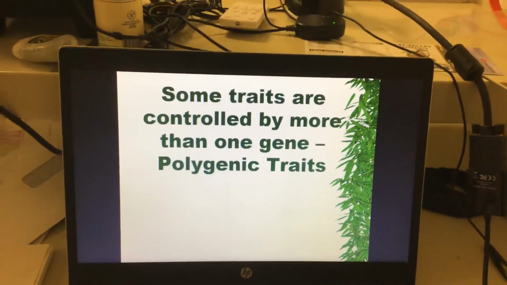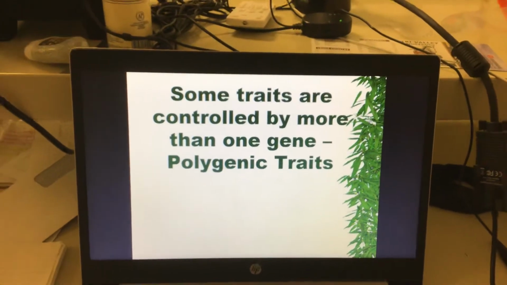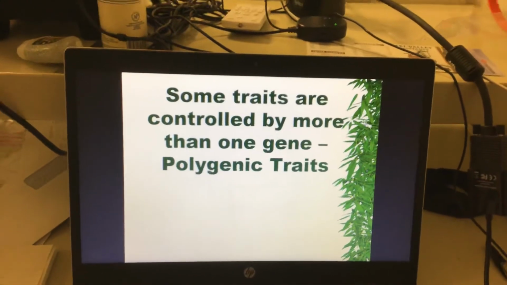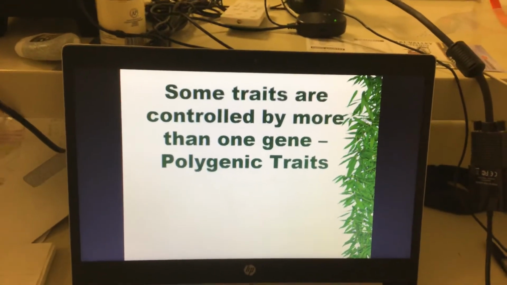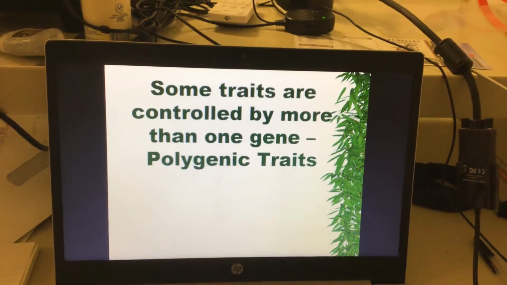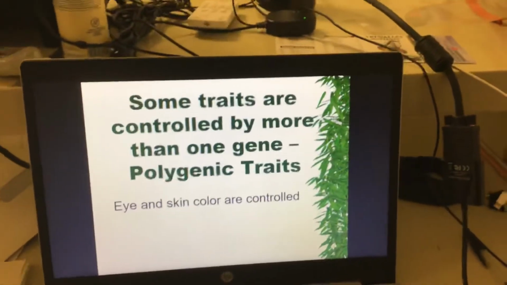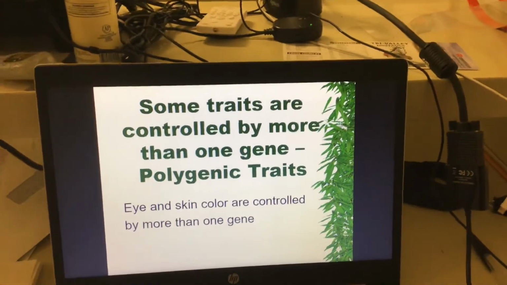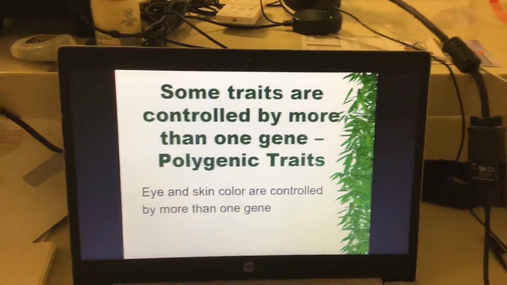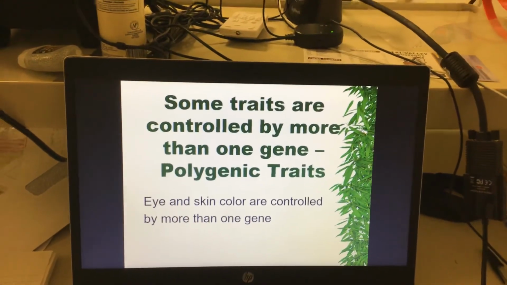Go ahead and write this down. Some traits are controlled by more than one gene, and these are called polygenic traits. Poly means many. Genic would be gene. There are some things that aren't one or the other, but they're many.